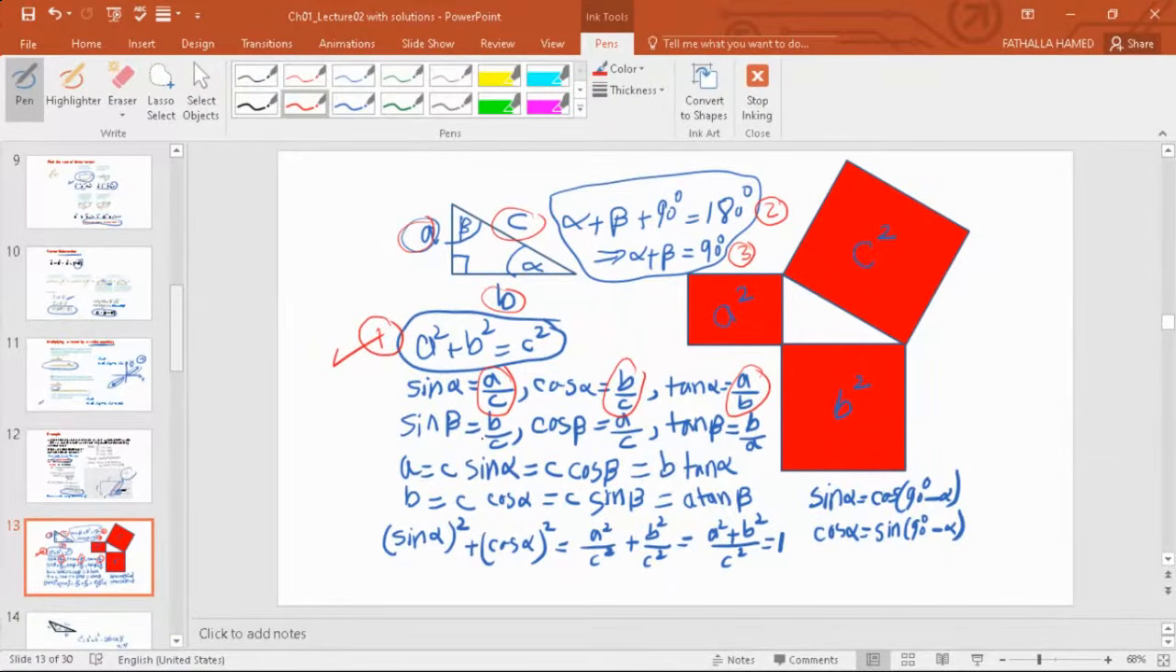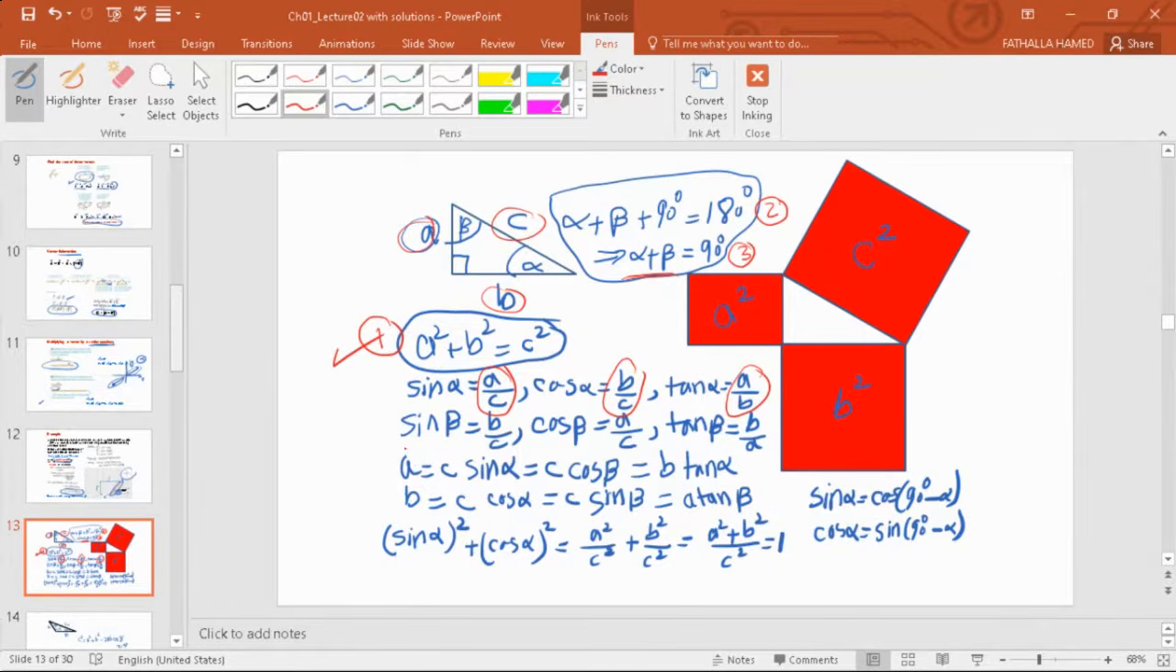You can do the same thing for beta, by the way. For beta now the opposite is B. So sine beta is equal to B over C. And cosine beta is equal to A over C, which is sine alpha. So you can see that cosine alpha and sine beta are complementary. And this is what you learn when you say that sine 60 is equal to cosine 30. It's coming from here because these two angles have to add to 90 degrees. So you can either use alpha or beta.